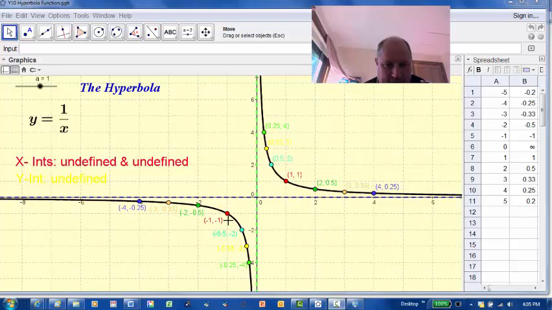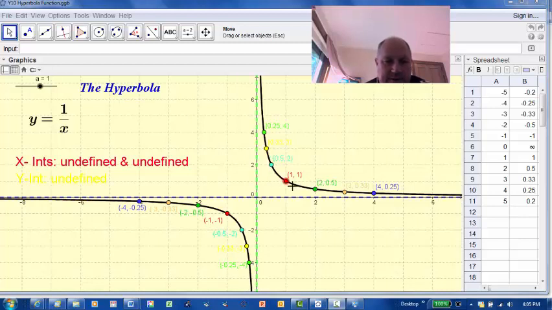Putting a negative value in, so if I put -1 for x in the rule, it becomes 1 divided by -1, y equals -1. If I put -2 in, 1 divided by -2 is -1/2. So these y values here are the negative of these values here.